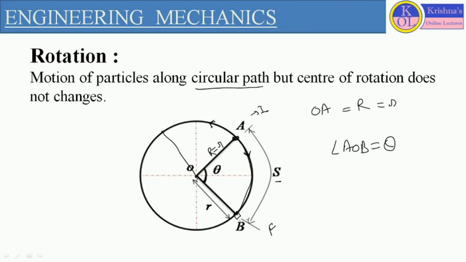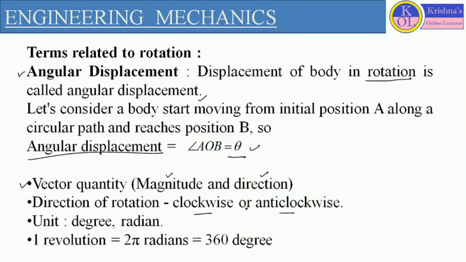So here this particular position we consider as the final position. So this angle AOB, let us consider this angle is theta 1. So here theta 1 will be the angular displacement. So this particular rotation cannot be restricted to one direction. It can be clockwise direction or it can be anti-clockwise direction. The unit of angular displacement we can take as degree, radian or revolution.